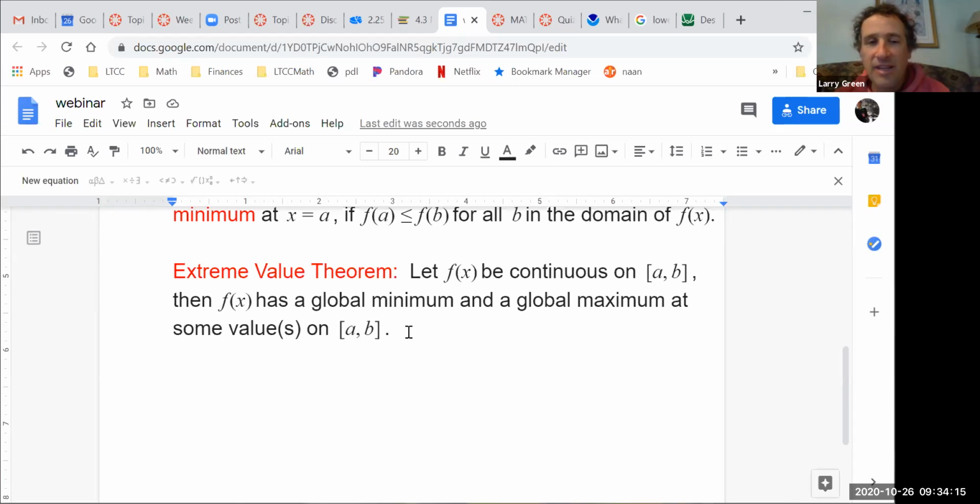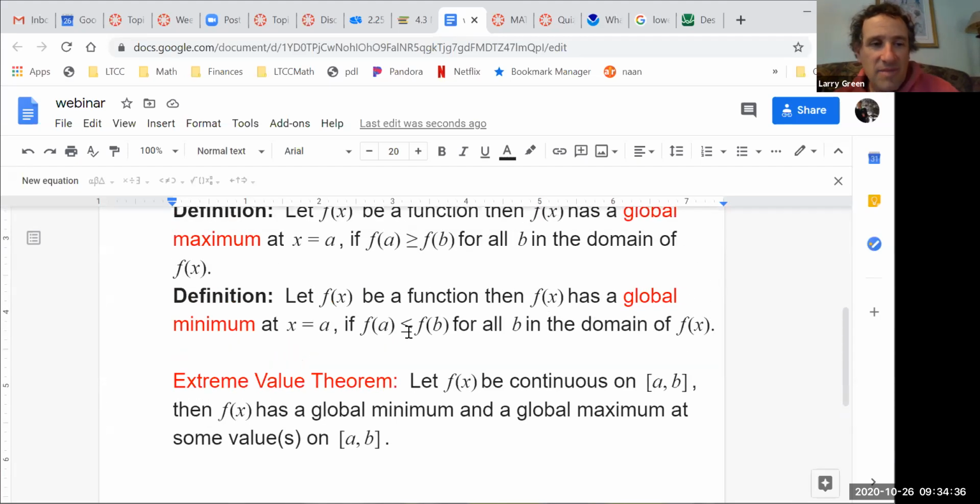Any questions at all on this idea? Okay, does this tell you how to find it? Yeah, there's a very big difference between an existence theorem and a step-by-step on how-to theorem. And this is just an existence theorem. Okay, finding it could be very difficult sometimes. Any questions on the extreme value theorem?